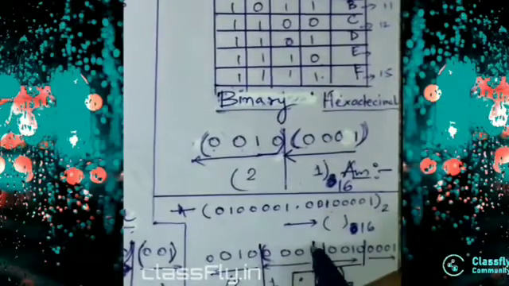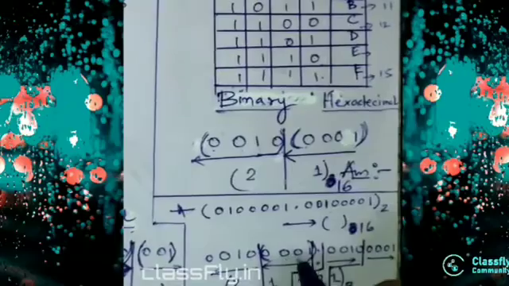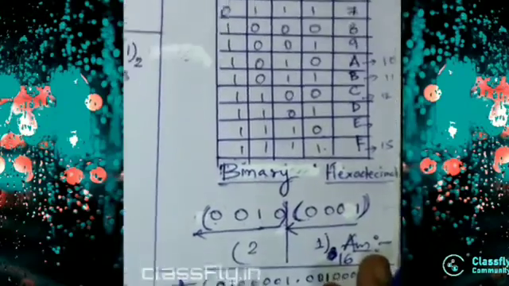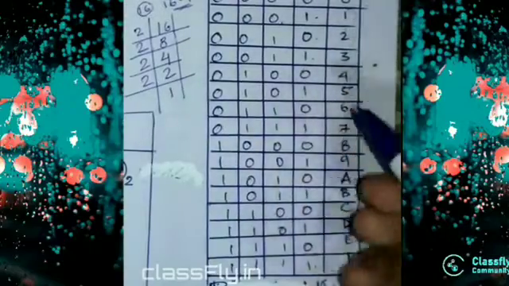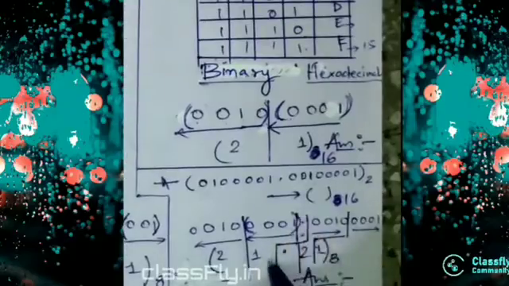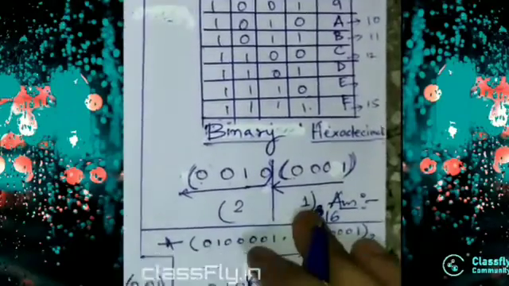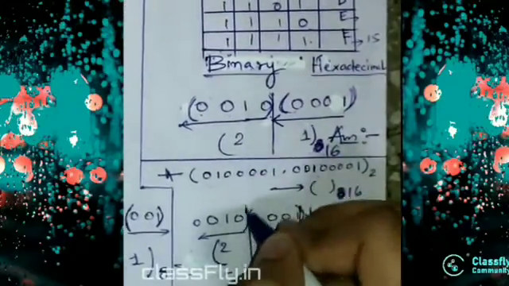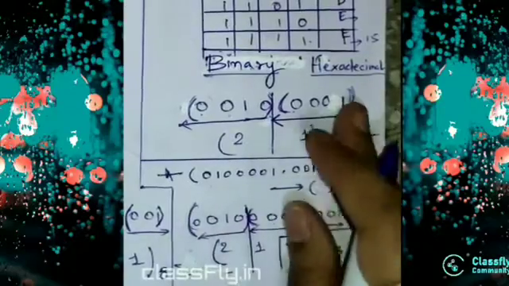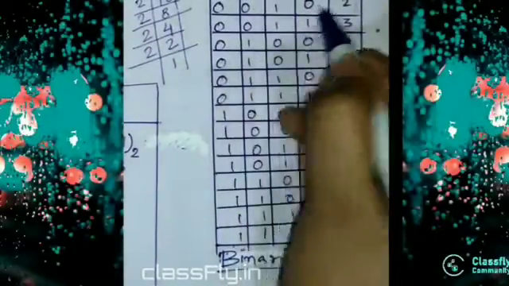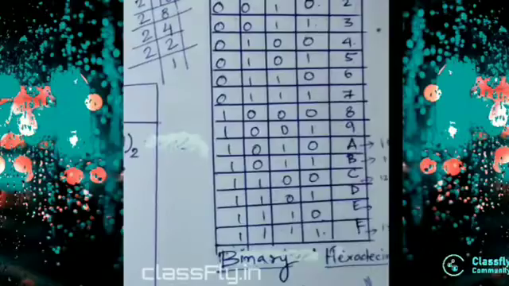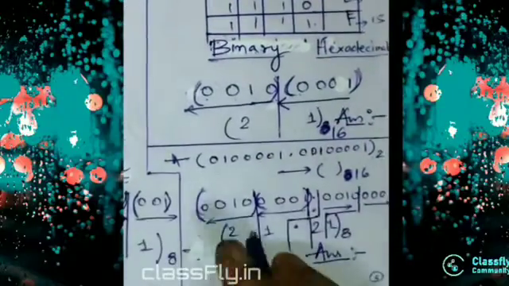We will take the first 4 digits, that is 0, 0, 0, 1. Where it comes, let's see. 0, 0, 0, 1 comes at 1. So we will write 1. 0, 0, 1, 0 is the next 4 digits. Now we will see where it comes in the table. 0, 0, 1, 0 comes at 2. So it will be 2 here.